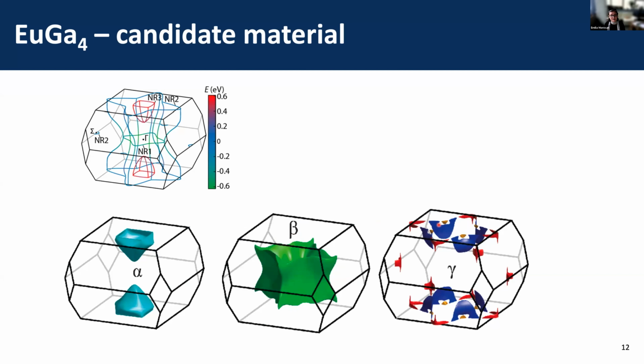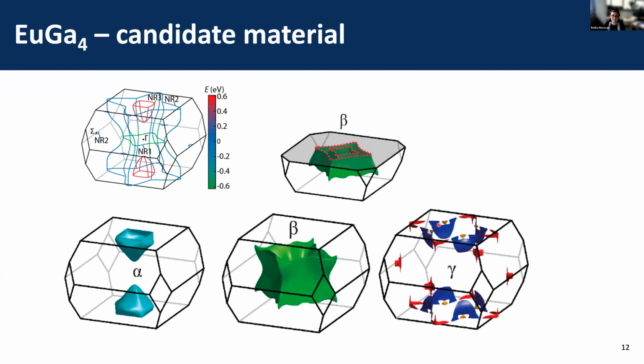So now we want to look at a comparison with the DFT calculation that gives us these Fermi surface pockets. Here, by the way, is just a cross section of this beta pocket, which shows the cutoff in the Fermi surface plane.